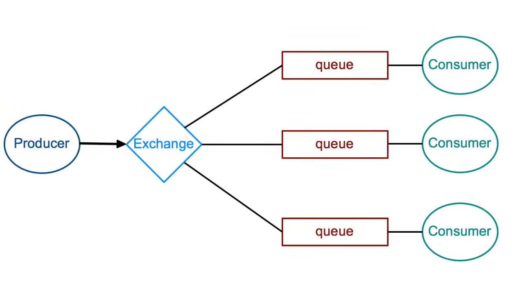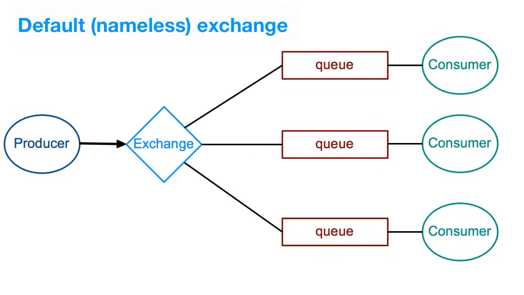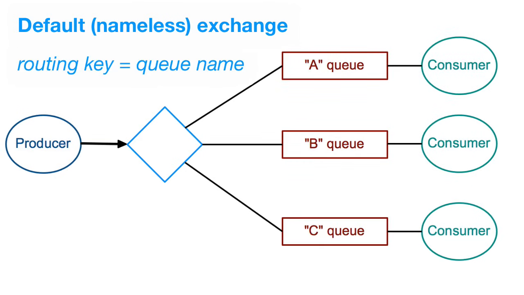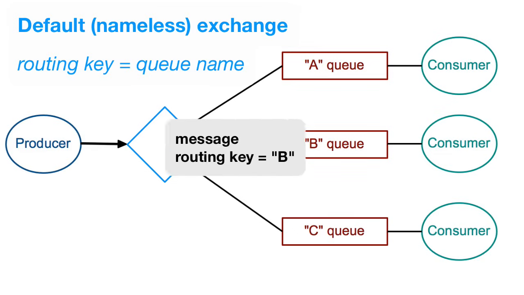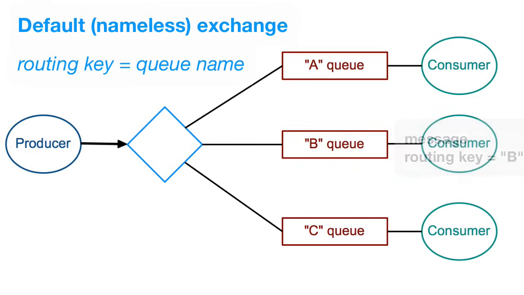In RabbitMQ exists one special kind of exchange, the default or nameless exchange. This exchange compares the routing key with the queue name and not the binding key. And when the routing key matches exactly the name of a queue, it forwards the message to this queue.